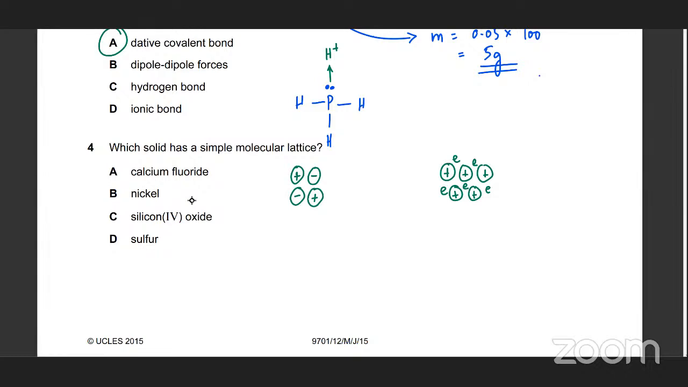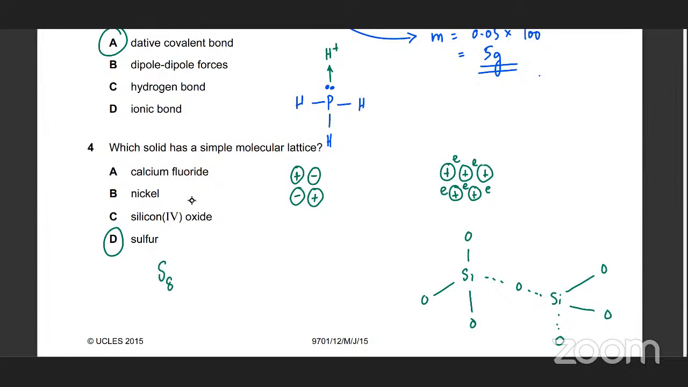The third one is SiO2. That's a giant covalent structure where you have Si bonded to four oxygens. And those oxygens are then further bonded to silicon again, which is then again bonded to oxygens, and it just keeps on happening. It's a giant covalent structure like diamond. It's tetrahedral. So the last one, D, is the correct answer. That's a simple molecular lattice. Simple molecular lattice, sulfur is S8.